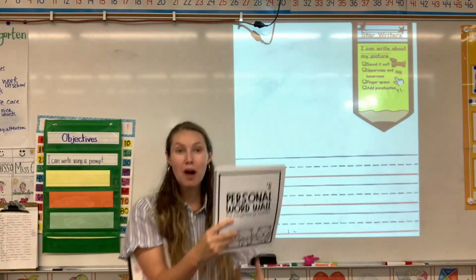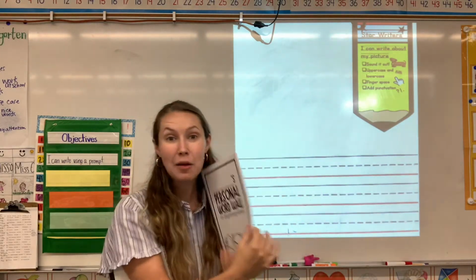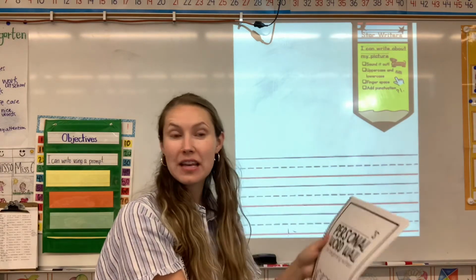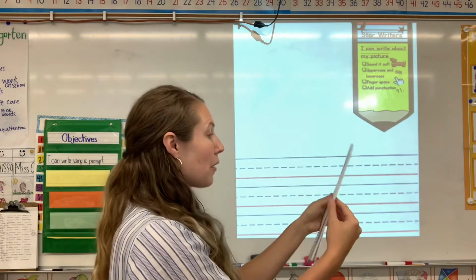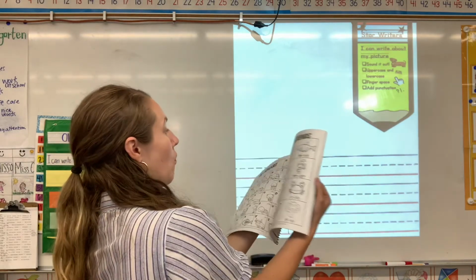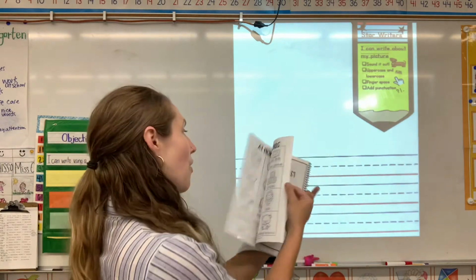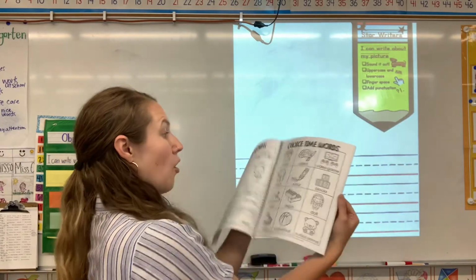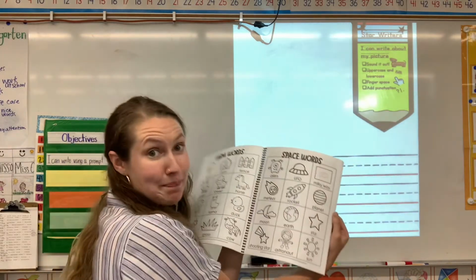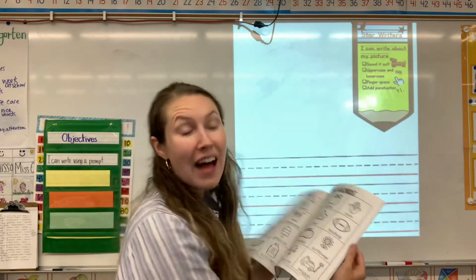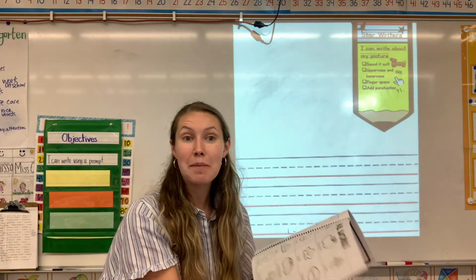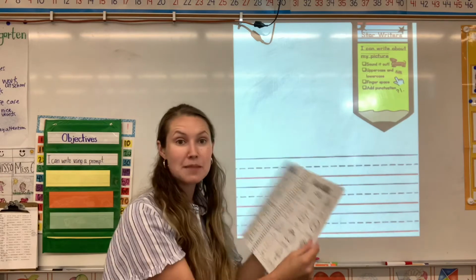A word wall book is something that will help you to find words that you can use in your writing. So it's going to have words about certain things, like words about the weather, or about at home, or choice time, or space, or farms, or fall. Lots and lots of words that you can come and find and learn how to spell.